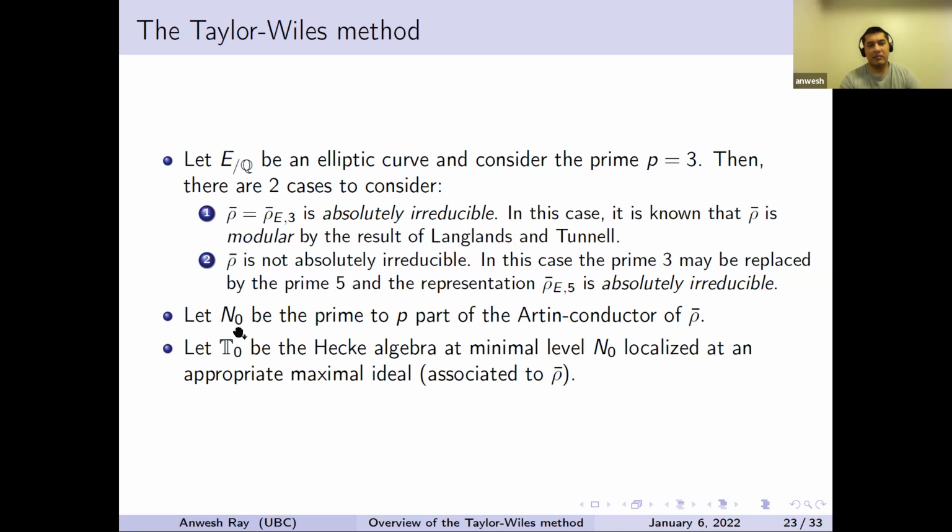And associated to this minimal level N naught, we have the associated Hecke algebra. So we take this Hecke algebra generated by Hecke operators, and we specify the level to be N naught. And then once again, we localize it at a suitable maximal ideal. Just like we did before, we pick the suitable maximal ideal associated to Rhobar, and we localize at this maximal ideal. So we get something that could potentially look like a deformation ring. For instance, it's local, it's complete, it has all those nice properties.